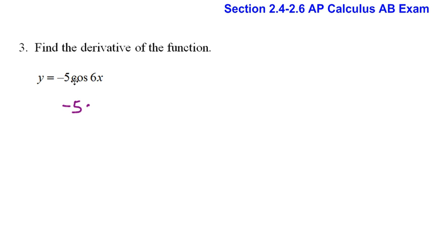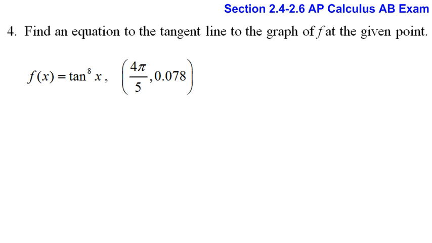So what's the derivative of cosine of 6x? Well, that's just going to give us negative sine of 6x. So again, I just dropped down my negative 5, and the derivative of this is sine of 6x. But think of 6x as our u, so you have to multiply that then by 6. That's going to be enough right there.